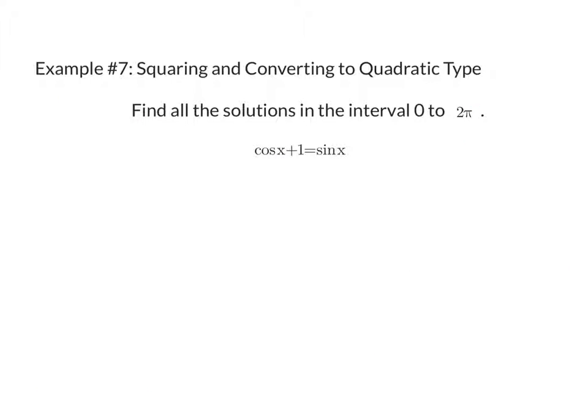Let's take a look at our last example. So again, we're supposed to find all the solutions. And here we want to change them. Now it's actually telling us to change it to a quadratic type. So here again, I have differing trig functions, but the only way to get it to where I am able to solve it is if they are in a quadratic form. So to force the quadratic, I'm going to square both sides of my equation.